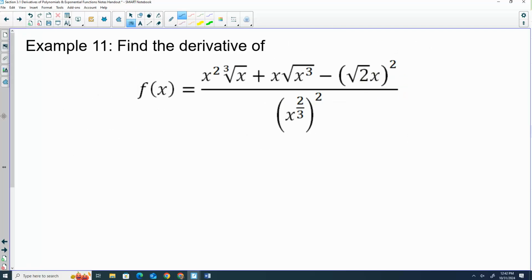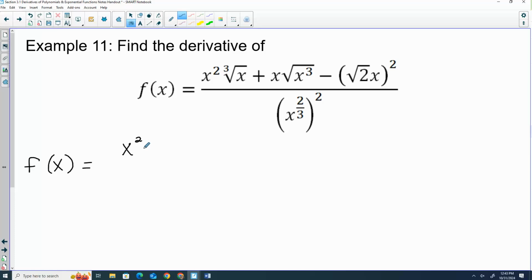Let's look at this one. This one is even more involved than the last one. Before we do anything, simplify it. If I want to do this derivative, I can't do the derivative of things multiplied or divided yet, so we have to do a lot of simplifying first.